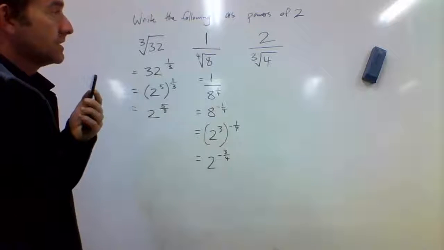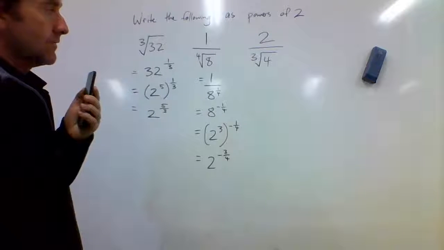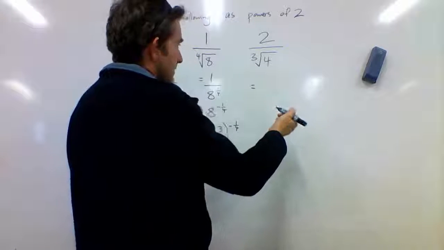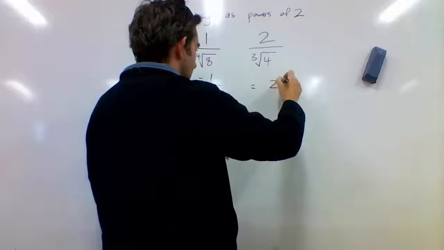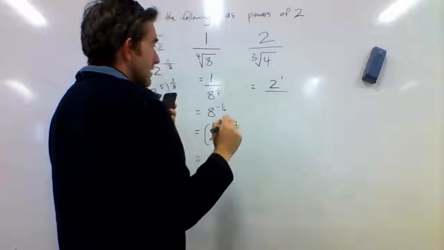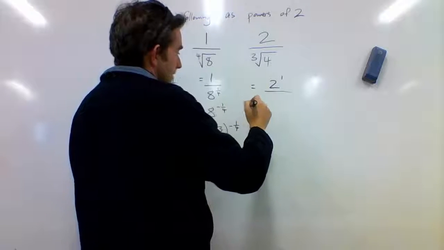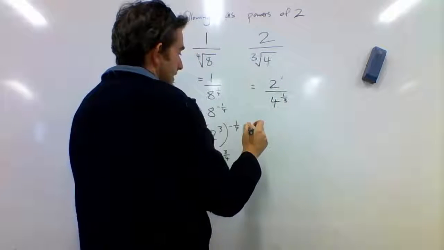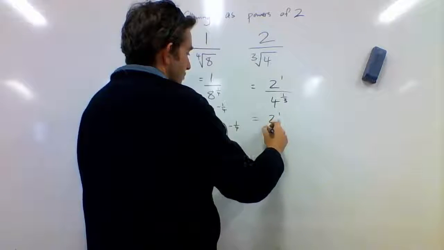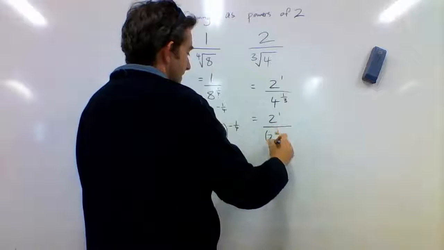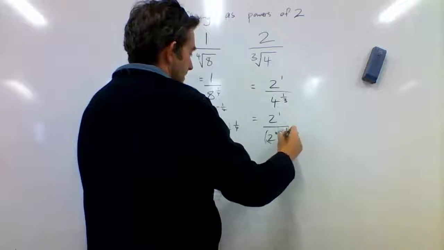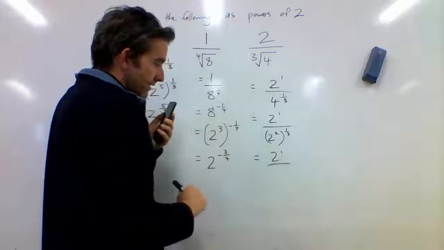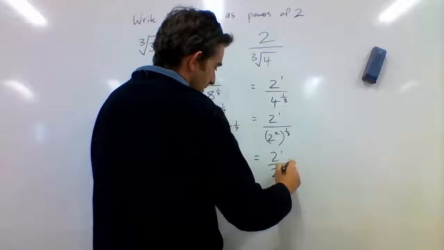Last one, 2 over the cube root of 4. Okay, so first up, I can do two things at once here. I know that on the top, 2 is the same as 2 to the power of 1. So I'll just keep that in the back of my mind. Then I've got the cube root of 4, so that means 4 to the power of a third. And I know that 4 is 2 squared, so I can write that like that, to the power of a third. Then the next step would be to multiply the 2 by a third. So that's going to be 2 to the power of 2 thirds.